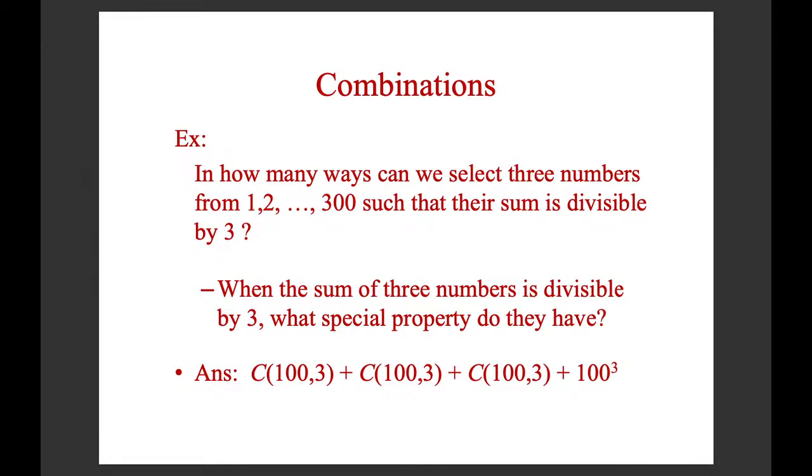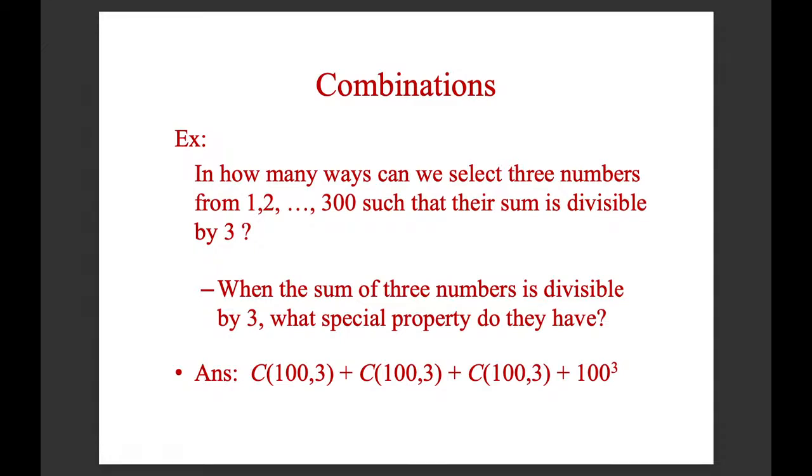And the third group are those numbers that are 2 plus a multiple of 3. So we have 2, 5, 8, 11, and so forth. The reason we classify the numbers into these groups is that numbers in the same group have the same property, up to divisibility by 3. In that sense, we can simplify this problem a lot. To get three numbers such that the sum is divisible by 3, we may be choosing three numbers from the same group, or we may be choosing exactly one number from each group.